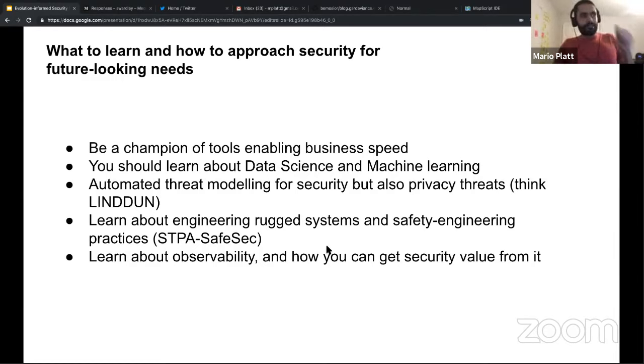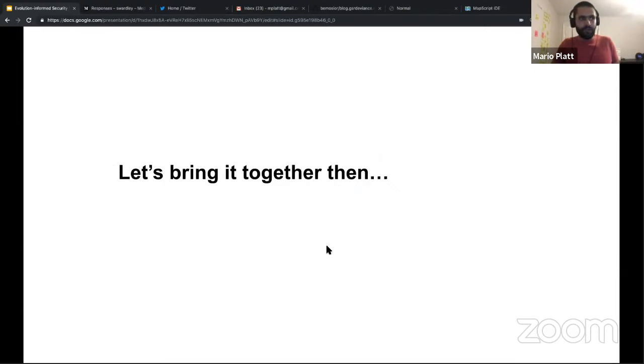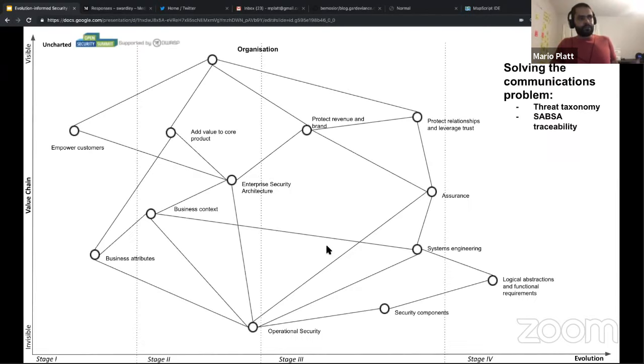So again, be a champion of tools enabling business speed, so resilience, data science, machine learning, automated threat modeling, and understanding how privacy will play a role in those, learning about engineering, safety engineering, and observability and how you can get security value from all of that. So just going through very quickly on slides what we've been through.